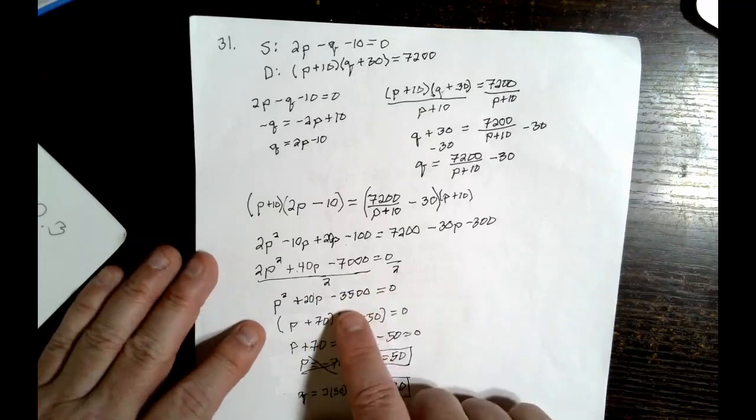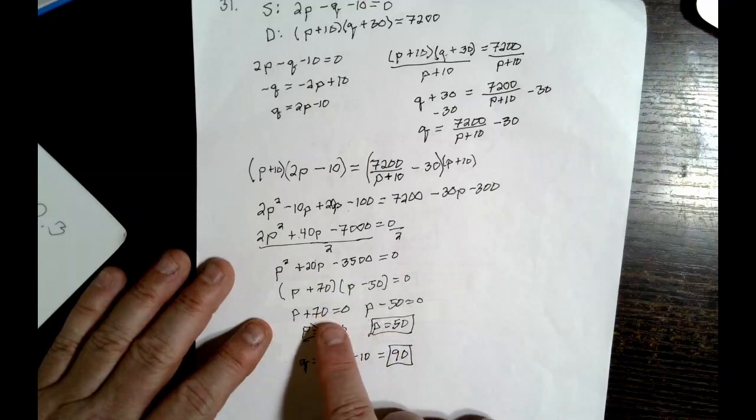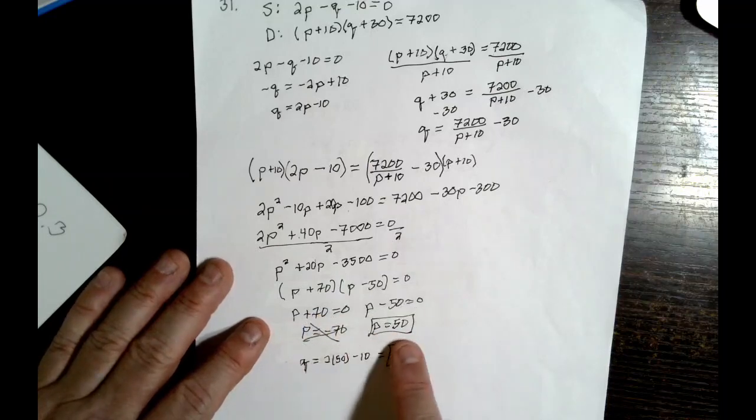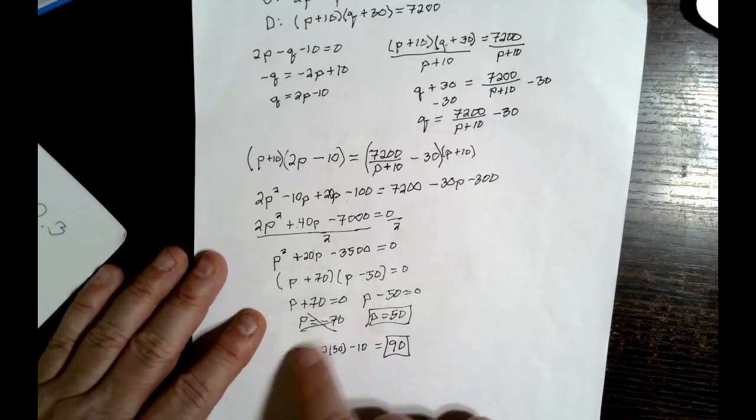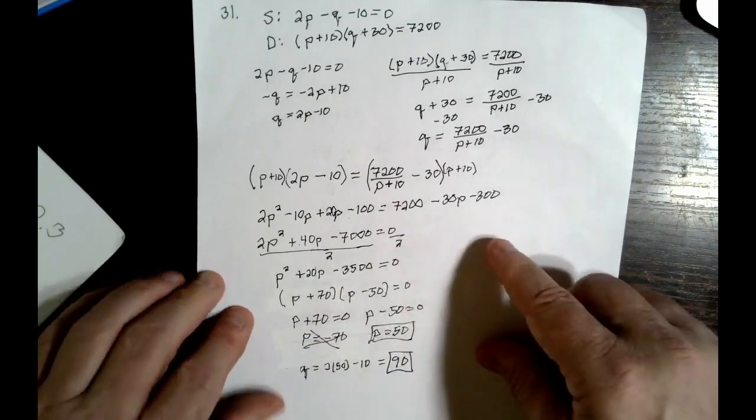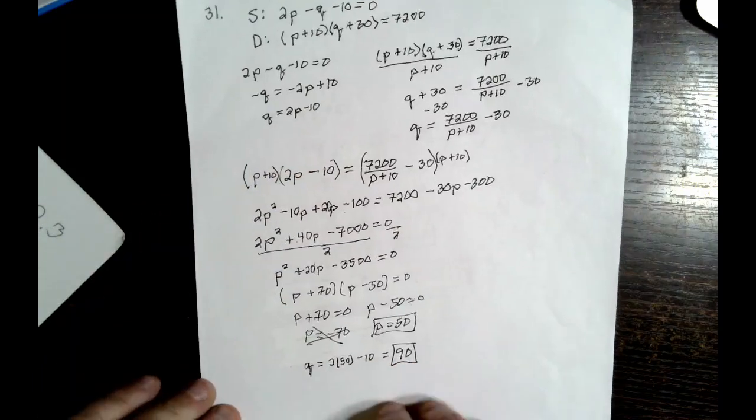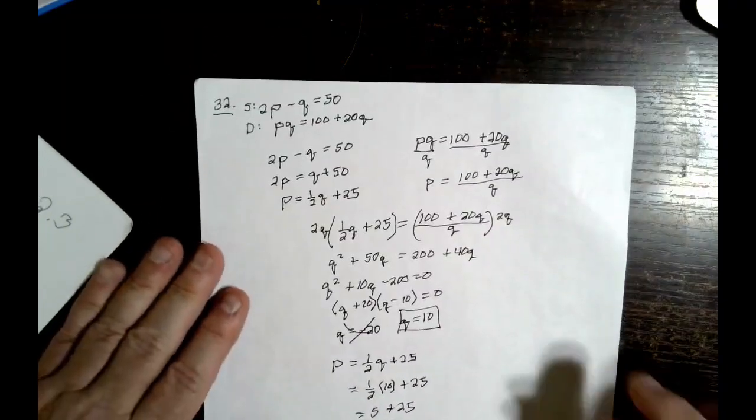I divided by 2 to make my numbers smaller. I was able to factor, set each one equal to 0, and I got negative 70 and positive 50. So I threw out the negative. Throwing the positive 50 into here, I get 2 times 50 minus 10 is 90. And the same thing here with this one.